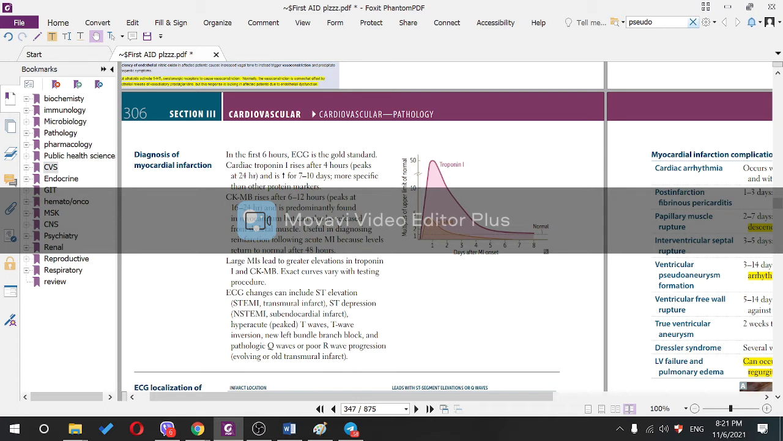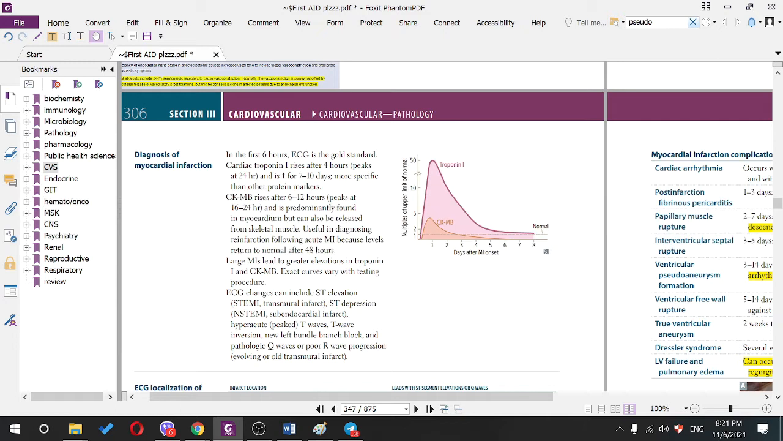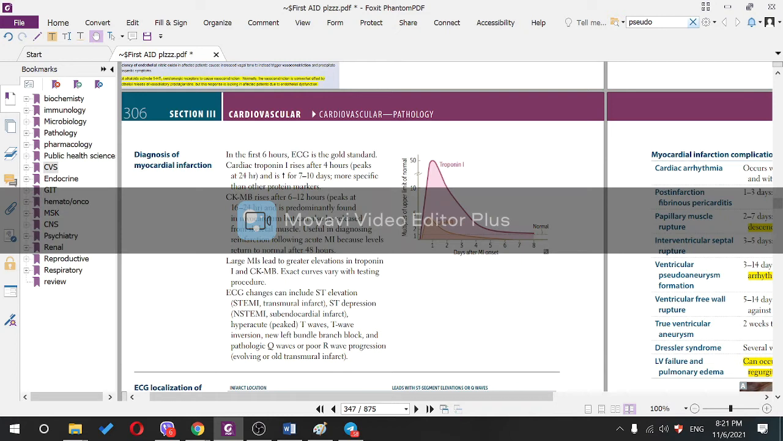So the next thing, ECG changes can include ST segment elevation myocardial infarction, which will lead to a STEMI, transmural infarct. We spoke about this. And it can be an ST segment depression myocardial infarction. It's due to subendocardial infarction. And we also spoke about this. It was the last area to be supplied.